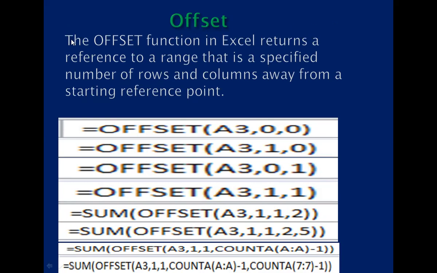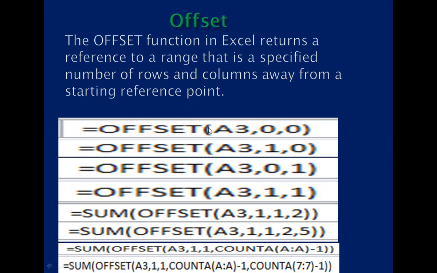So let's see the definition part. The OFFSET function in Excel returns a reference to a range that is a specified number of rows and columns away from a starting reference point. In this OFFSET function, we have to pass three mandatory parameters. You can see here, this is A3.